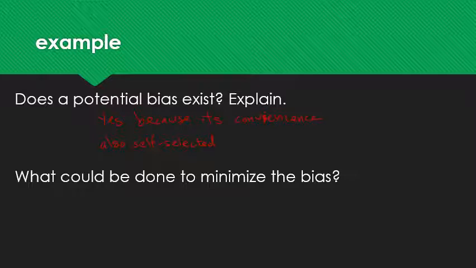So what could be done to minimize the bias, right? Instead, try to give the survey randomly. And I don't know if you could do anything about the self-selected, because people wouldn't like it if they logged onto their Facebook accounts and were forced to answer the survey, but at least try to give the survey randomly.